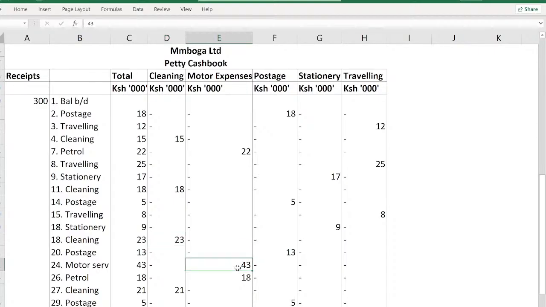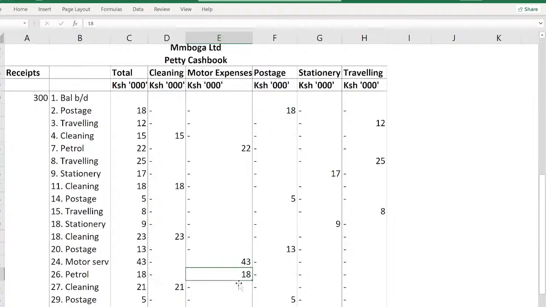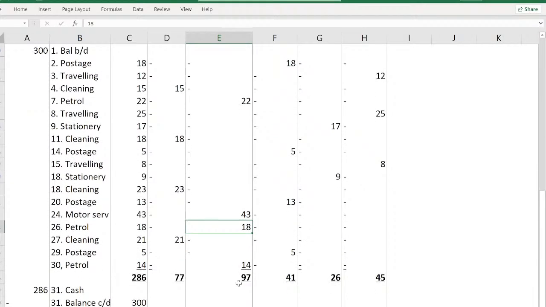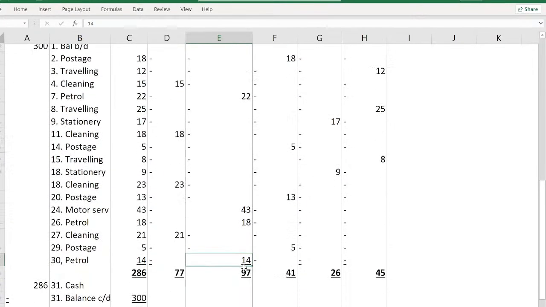You have motor vehicle expense. So this one was for delivery van, 5,000 mile services. So it's a motor expense for 43,000. You have petrol, the same 18, it's a motor expense. Then we have cleaning for 21,000, postage for 5, and petrol motor expense. So we are going to add all this.